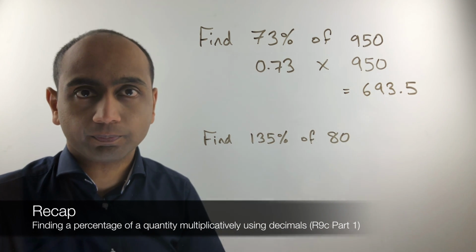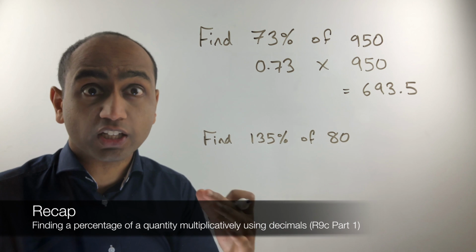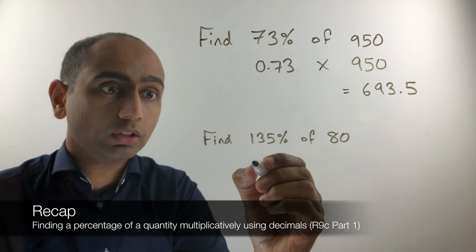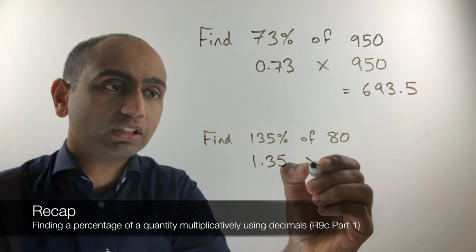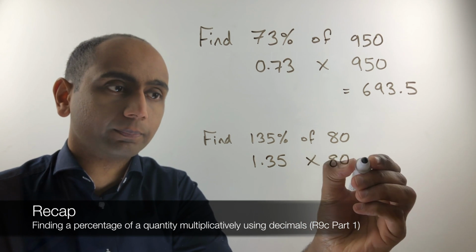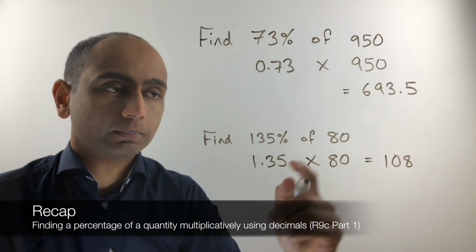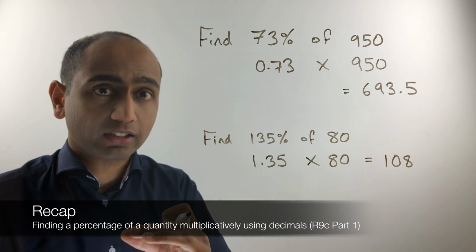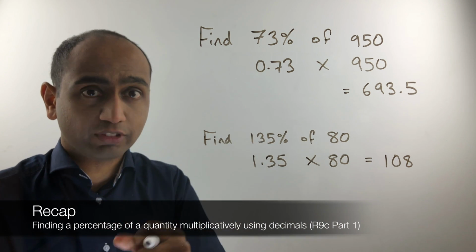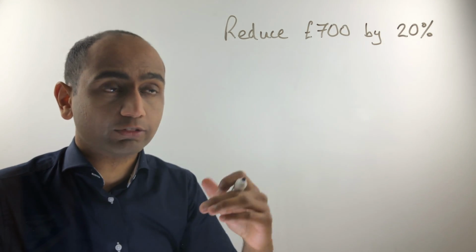693.5. In the second example, what you would need to do is turn the 135% into a decimal. That would be 1.35, and we would multiply that by 80. That gives us an answer of 108. If you need a bit more practice on these, go back to part 1 of this lesson and the video for that. In this lesson, we're looking at decreasing or increasing a number by a given percentage.